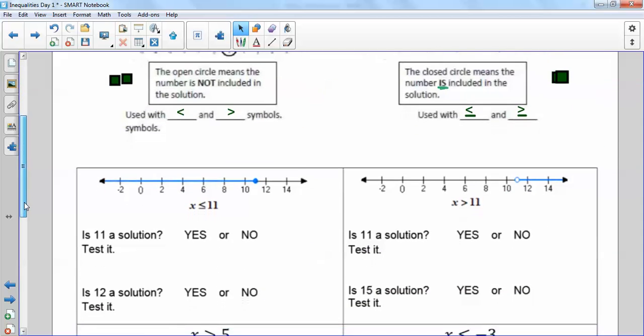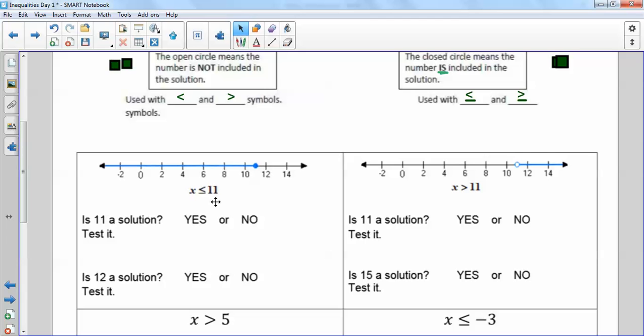On our graph here, we have x is less than or equal to 11. So then it says, is 11 a solution? So one way we can figure it out is to plug it into our inequality. So instead of x, we would plug in the number that we're testing, which is 11. So 11 is less than or equal to 11. Well, this is going to be yes, it is a solution, because 11 is equal to 11, so it is a solution.